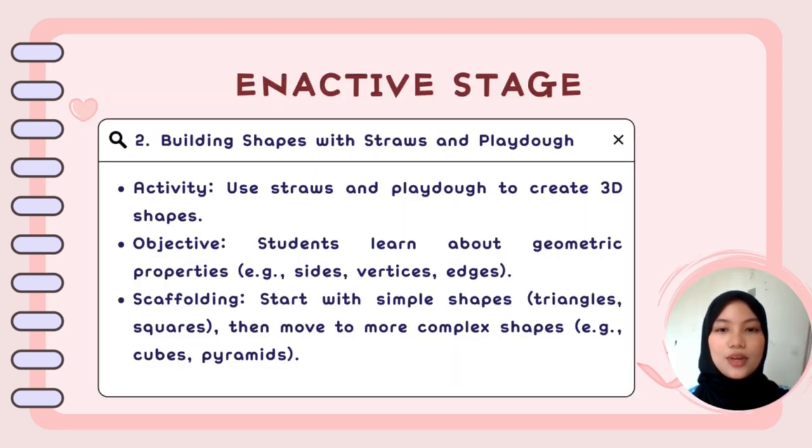Another activity that we can do is building shapes with straws and Play-Doh. This activity uses straws and Play-Doh to create 3D shapes. This activity objective is students learn about geometric properties such as sides, vertices, and edges. So here, scaffolding happens with start with simple shapes, which is triangles, squares, then we move to the more complex shapes such as cubes and pyramids.